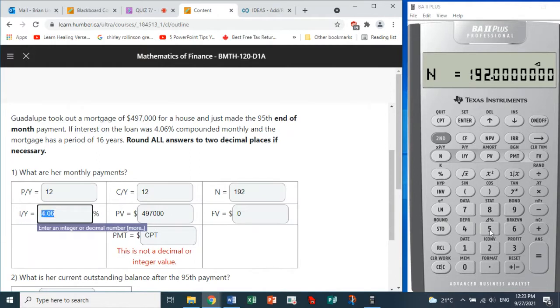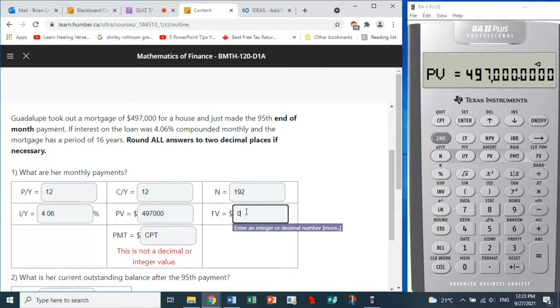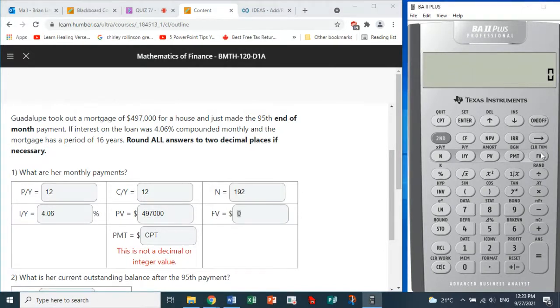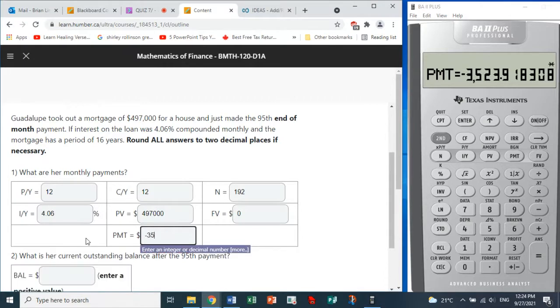Okay, 4.06 is the interest rate. All right. The present value is 497,000, so 497,000 present value. We skip over the payment. The future value is 0, so 0 for the future value, and we compute the payment. Okay, the payment is 3523.92. All right, so that is our number.